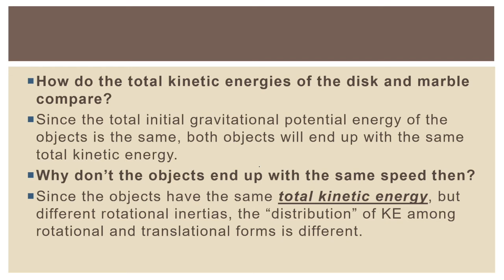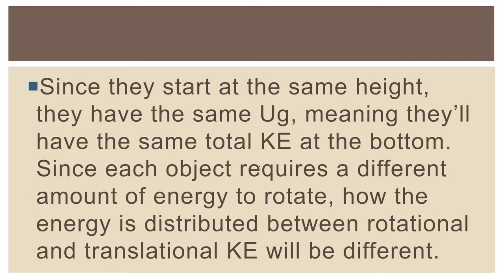And so to make the point here perfectly clear, since they start at the same height, they'll have the same gravitational potential energy, meaning they'll have the same total kinetic energy at the bottom. Since each object requires a different amount of energy to rotate, how the energy is distributed between rotational and translational kinetic energy will be different. You all don't have to think about this the way that I think about it. But I think personally, for myself, a really easy way to think about it is to think about the gravitational potential energy having to be used up to get the thing to rotate.